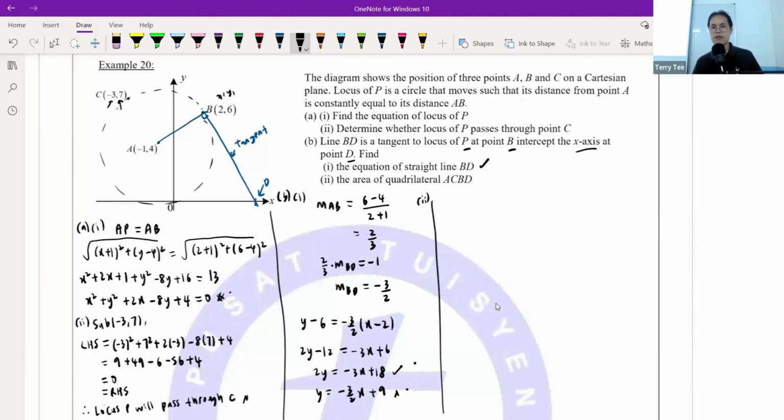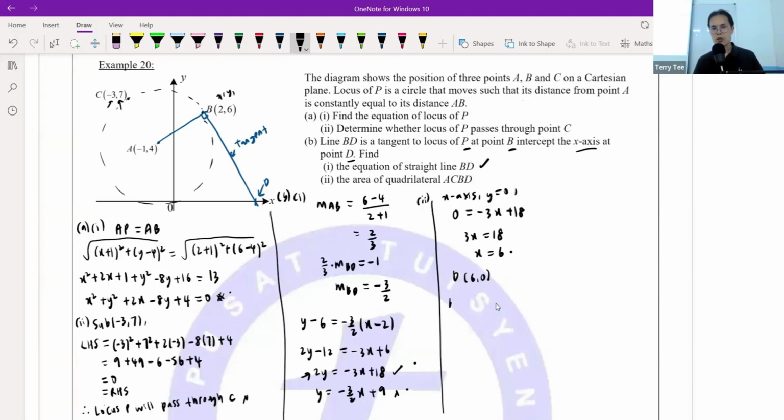Now, before you find the area of the quadrilateral, we need to find the coordinates of point D, right? D is your x-intercept. Now, we know on the x-axis, your y is always 0. I'm going to let this equation be 0. Minus 3x plus 18, so 3x is 18. What's your x? 18 divided by 3, 6. So your D is (6, 0).